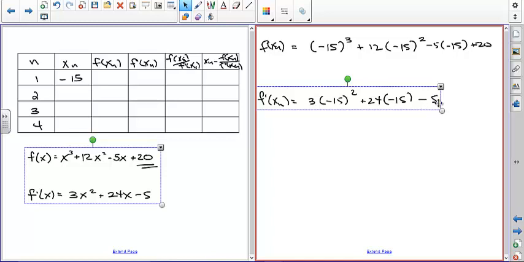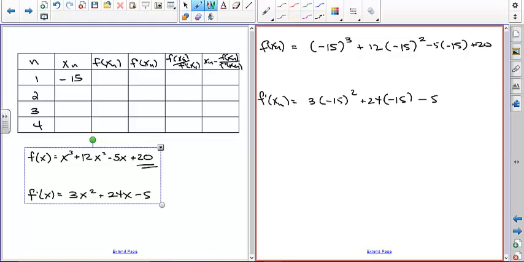It seems awful small, but anybody get that? -15 cubed plus 12 times -15 squared minus 5 times -15 plus 20. Okay, I'm going to assume it's right unless somebody tells me otherwise.